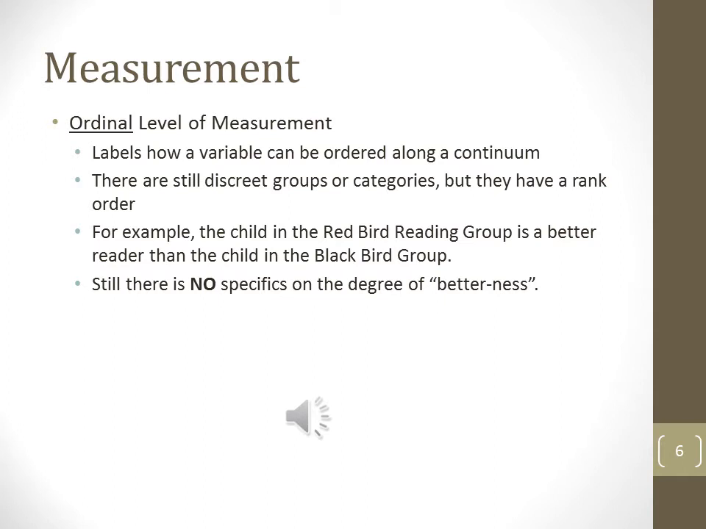For example, in a reading situation, a child could be in the Redbird group, and we know that the Redbirds are better readers than the child in the Blackbird group. We just don't know how much. But we know that there is a specific degree of betterness when something has an ordinal level of measurement.